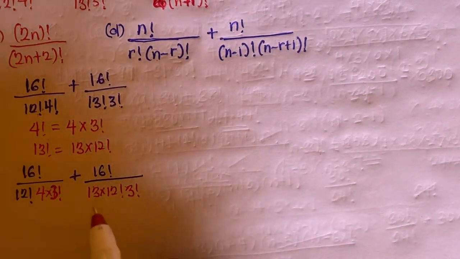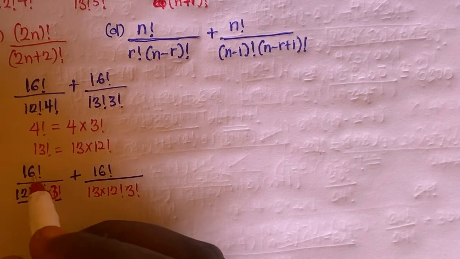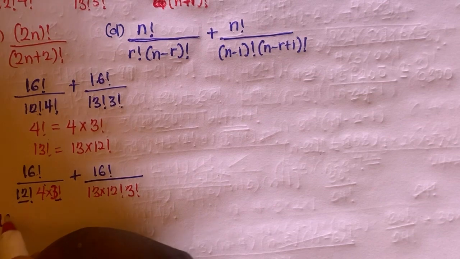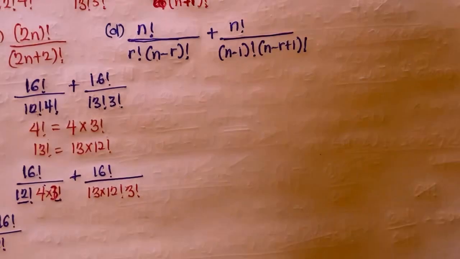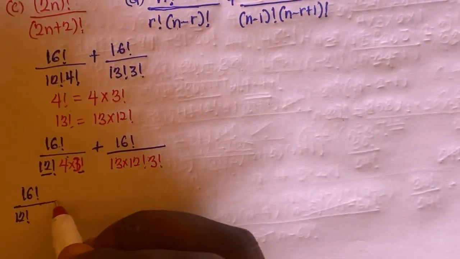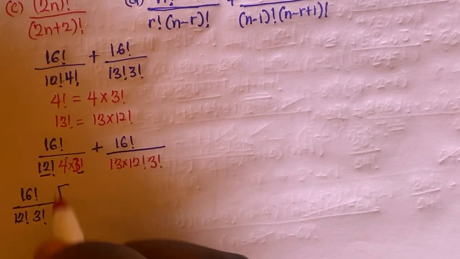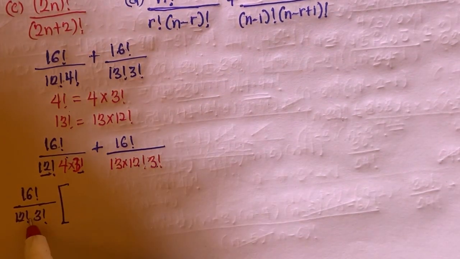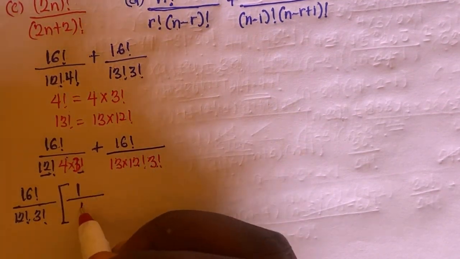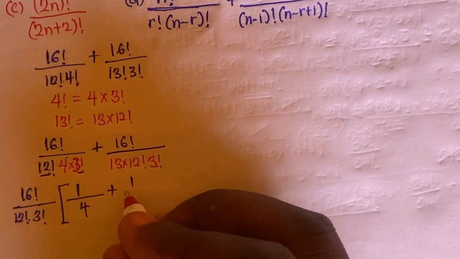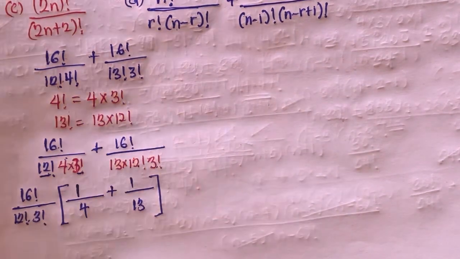Look at this very well. In this case, I can factorize 16 factorial, 12 factorial and 3 factorial. Since this is 12 factorial, this is 12 factorial, and also 3 factorial, if I factorize it, I'm going to have 1 divided by 4, plus 1 divided by 13. So I factorize it out.